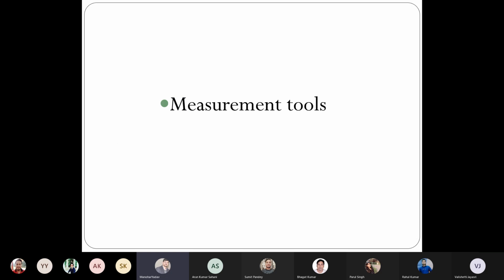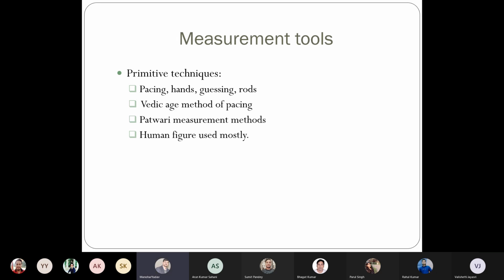Now I'm coming back to the tools: how we collect geoinformation, how we measure geoinformation. When we talk about earlier times, they used primitive hand tools.